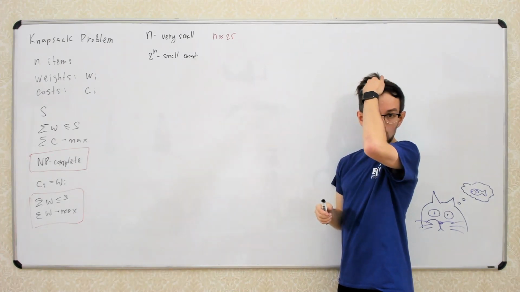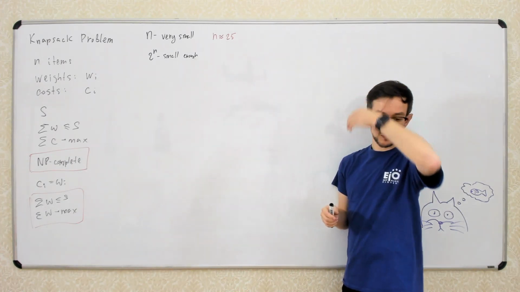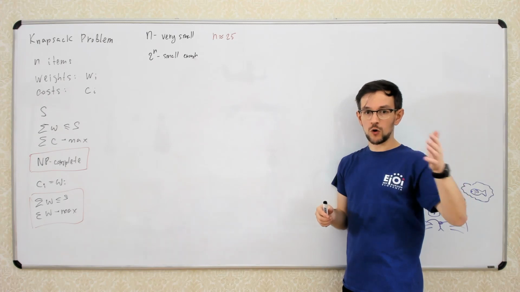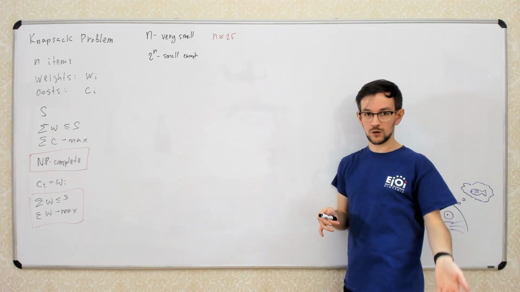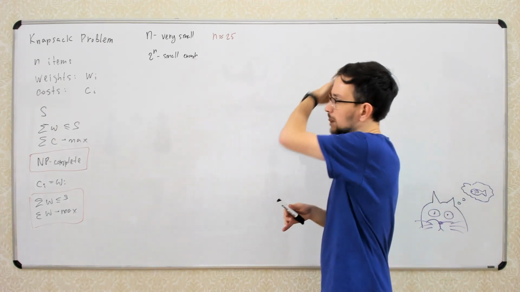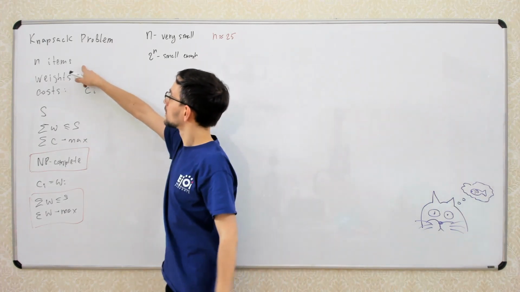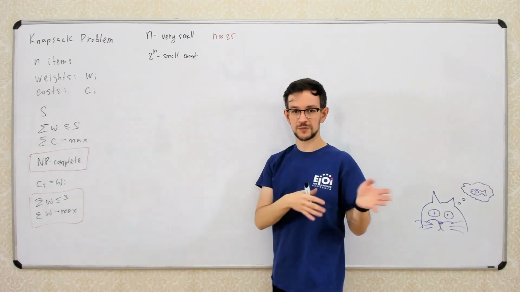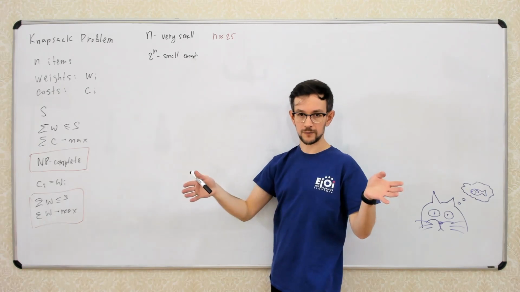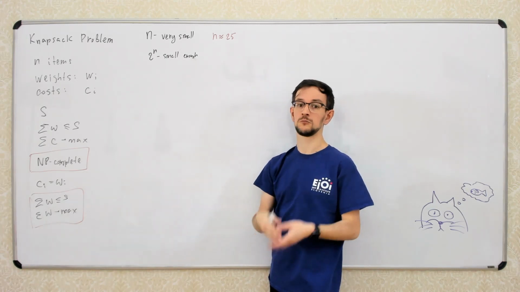So what you can do to solve the problem? Well, it's quite easy. You can just iterate over all possible subsets of your items. There are 2 to the power of n possible subsets. You iterate over all of them and take the optimal one. That's what you can do.